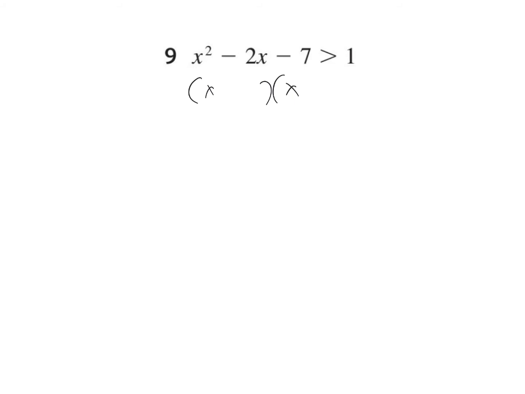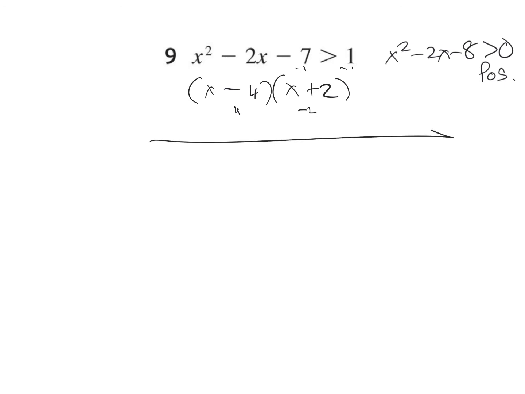X and x. Oh, we forgot, we got to subtract 1. So it's going to be x squared minus 2x minus 8 greater than 0. So we're looking for positive answers here. So x squared minus 2x minus 8 would be x minus 4, x plus 2. That'll give us a negative 2 and a negative 8. All right, so those are our values, positive 4 and negative 2. So on a number line, from negative infinity to negative 2, and from 4 to positive infinity.